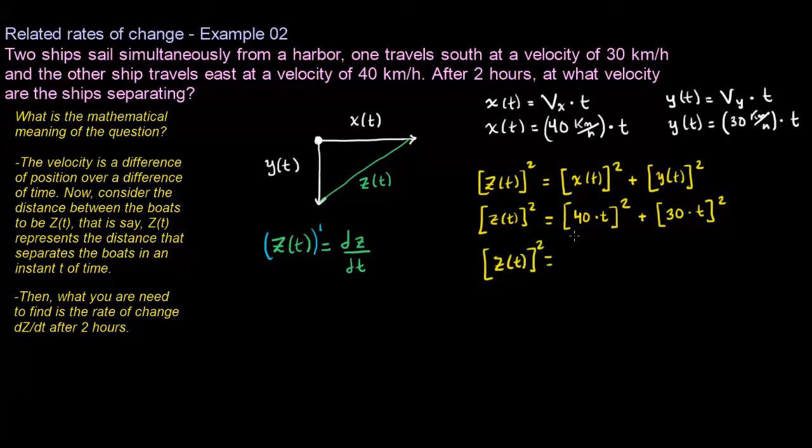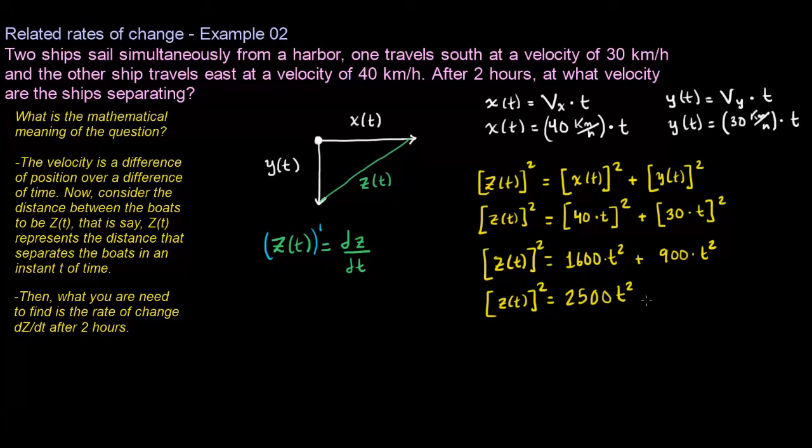Okay, there it is. Now this first 40 times t squared will be here in this case 1600 times t squared, plus here 900 times t squared. As these have the same t squared, we can just add them up: 1600 plus 900 will be 2500 t squared. Now this is c of t squared, so we have to find c of t.